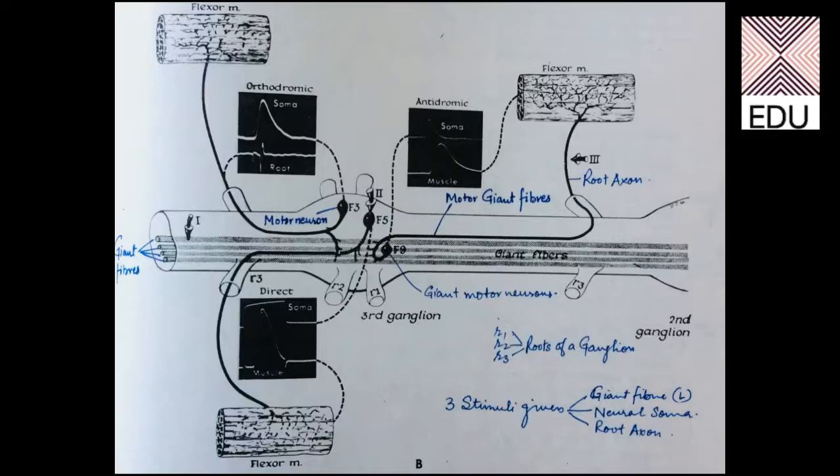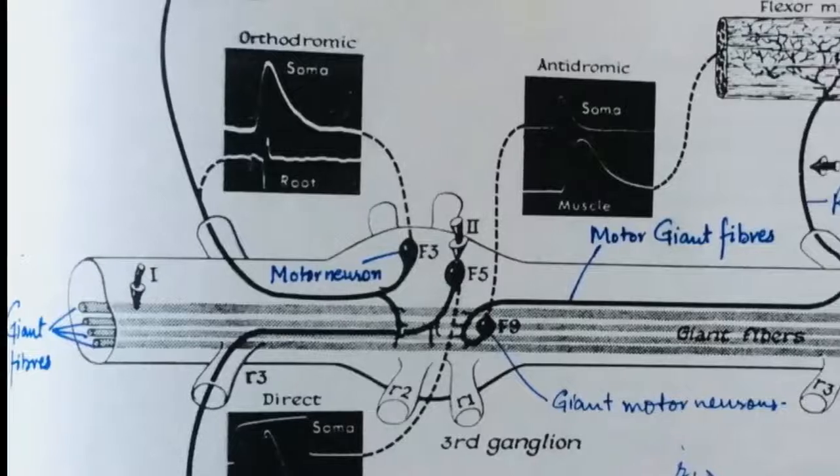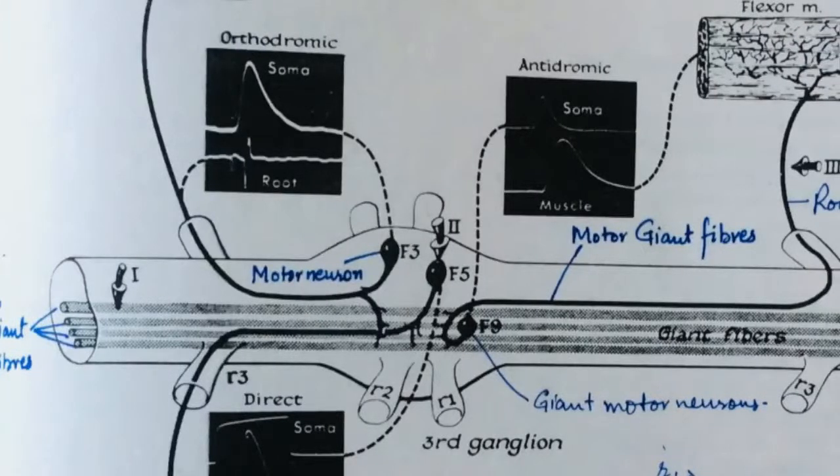Now, if I take the first case, on the very left side there is a microelectrode which has been inserted into the lateral giant fiber. You can see it over the left side, where it has been written as Roman number I. This is the first stimulus that has been given to the giant fiber, which is lateral in position.